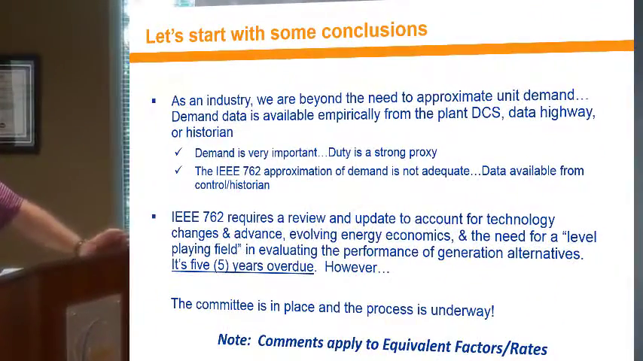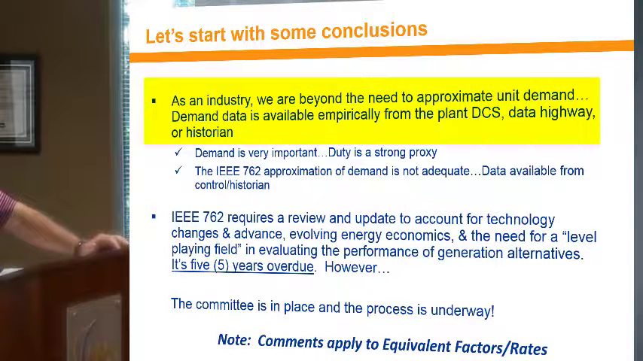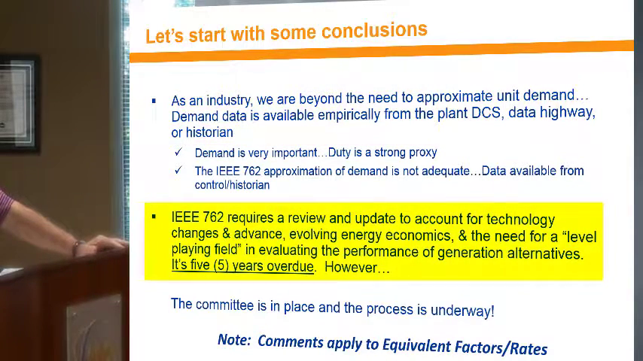Fourth, let's stop approximating demand. There is a methodology in IEEE 762 which is used to approximate demand. It's not necessary. You can empirically see demand from the control system. And fifth, it's time to renew IEEE 762 and update it based on the competitive market that we all work in. So we're at a break point.